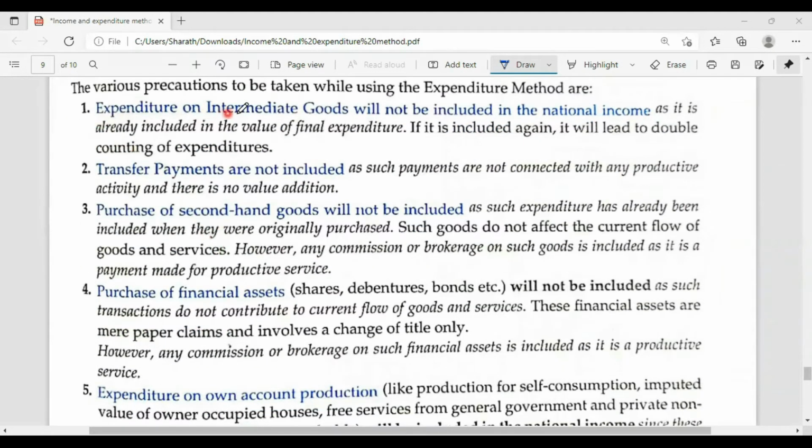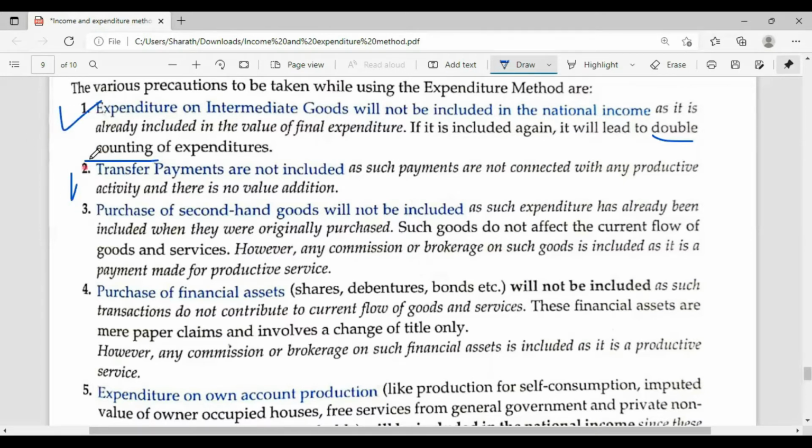Number one, expenditure on intermediate goods will not be included in the national income. As you all know, any expenses incurred on intermediate goods will not be taken into consideration in national income accounting. The reason is that this value is already added into the value of the final good or final expenditure. If you reconsider this intermediate cost, it will lead to a problem of double counting. That is the only reason why you will not take intermediate cost as a part of national income accounting. So we have to ignore the cost incurred on intermediate goods. Okay, this is the first precaution.